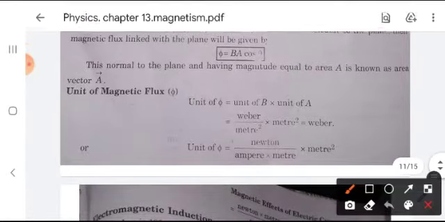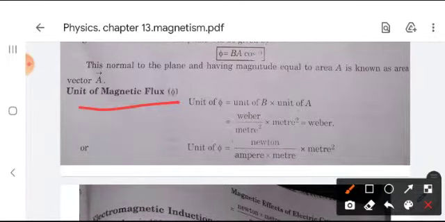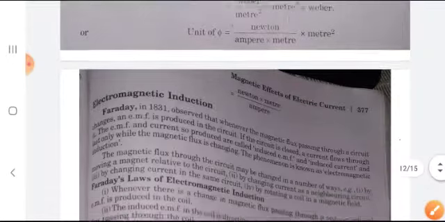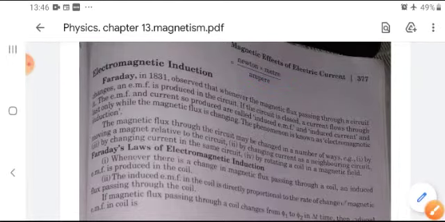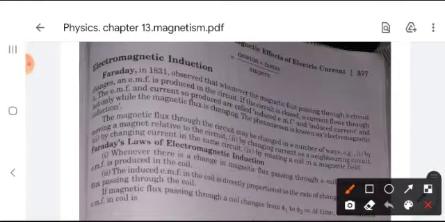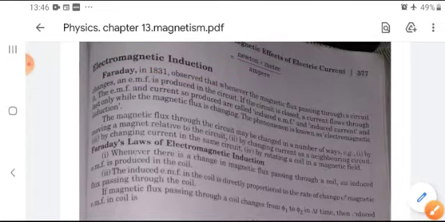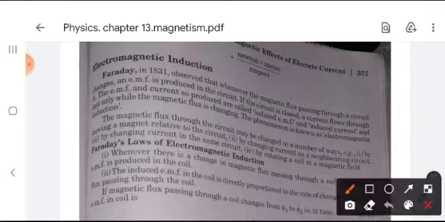Now the next important thing is the unit of magnetic flux, that is Weber, and another unit is Newton per ampere meter, that is given here. Now the next point is electromagnetic induction. In 1831, Faraday told about electromagnetic induction. What is induction? When the magnetic flux changes, then current can be generated. This was said by the physicist and mathematician Faraday.